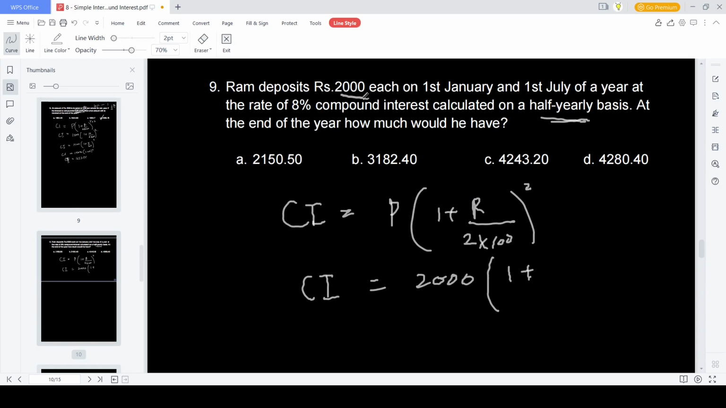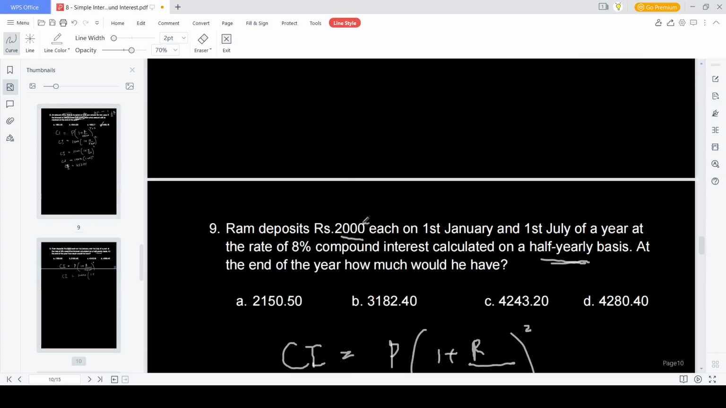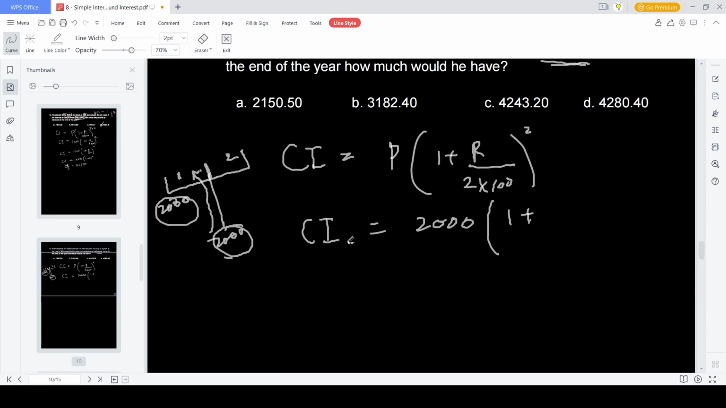See, here he deposited 2000 rupees. Here there's one difference. The amount was 1500, deposited only once. But here 2000 rupees is deposited twice. So we have to think of it like the first half and the second half. 2000 rupees was deposited here, and here again 2000 rupees is deposited. But this second 2000 rupees is not compounded for the first half. So you have to compound this 2000 rupees only once, but the first 2000 rupees has to be compounded twice. So you have to write it like that.